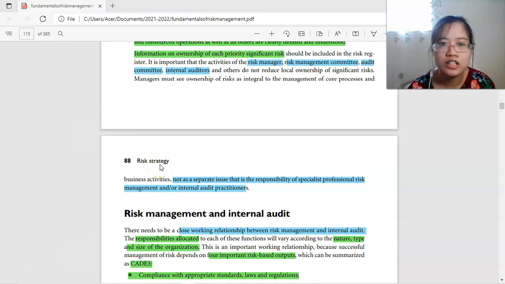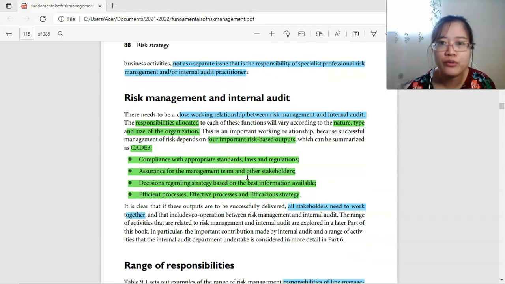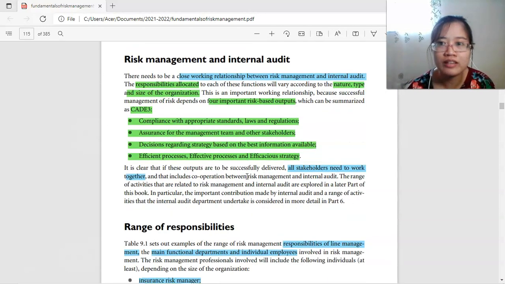So, ayan. Not as a separate issue, that is the responsibility of specialist professional risk management and or internal audit practitioners. Okay. Although, yes, merong mga nag-check ng controls, syempre, yung mga managers, departmental heads, kailangan they're aware din, and they also keep track of the risk and its impact or effect on the company. And of course, if yung controls ba sa kanila ay na-a-apply ng maayos, sila pa din, although merong checkers, edi sila pa rin yung main na dapat ay mag-implement talaga.